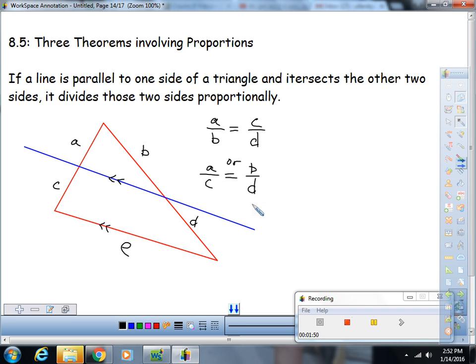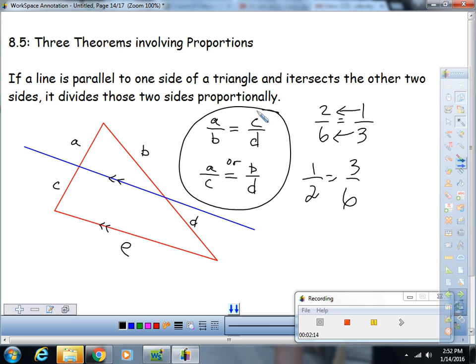And maybe you're wondering, well, which one of them is right? Both of them. They're both right. That's what makes them proportions. If you think about two equal fractions, 2/6 is equal to 1/3. We could also say that 1/2 is equal to 3/6. So the fact that we have different options is because when you have equivalent fractions, that's just how it works out. It's just a phenomenon of equal ratios.